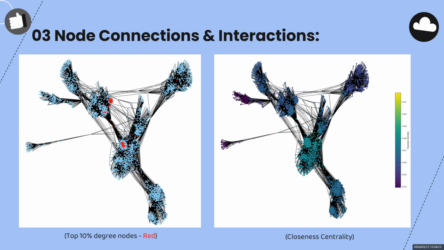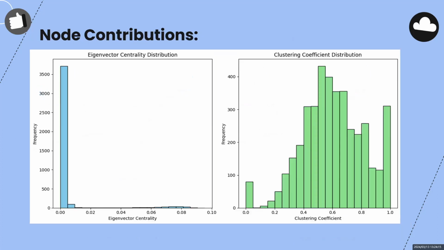And the next part is node contributions. So we have those two graphs, eigenvector centrality distribution and clustering coefficient distribution. The first one, the graph on the left, eigenvector centrality distribution, implies that there are nodes which not only have many connections, but are also connected to other well-connected nodes. This might indicate the presence of leaders in the network who contribute significantly to the network's connectivity.